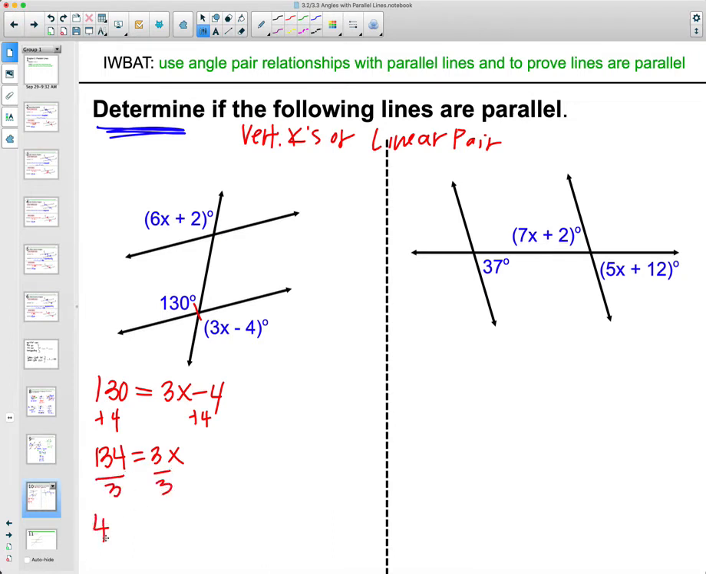And we get 44.67 equals x. So now you're going to need to plug this back in to see if this angle is the same, okay? So we'll plug that back in. We actually got 44.6 repeating.